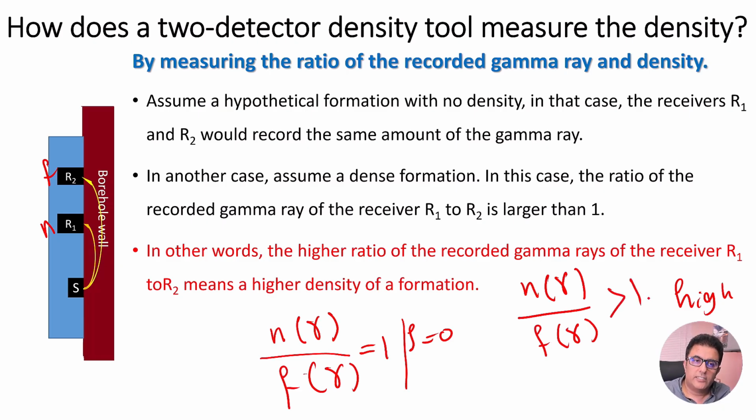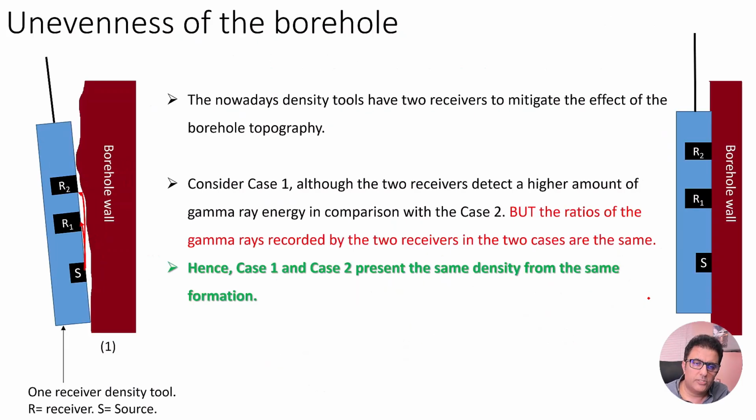So the greater the ratio becomes, it means that the density is higher. And this is how we are able to infer the density from the ratio of the near detector over the far detector. So why is this method more robust to estimate the density in the case that the borehole wall is not even? The answer is very simple. Because here we calculate the ratio instead of the number of gamma rays directly, somehow the effect of the unevenness of the borehole wall is mitigated because we measure the ratio, not the number of detected gamma rays.